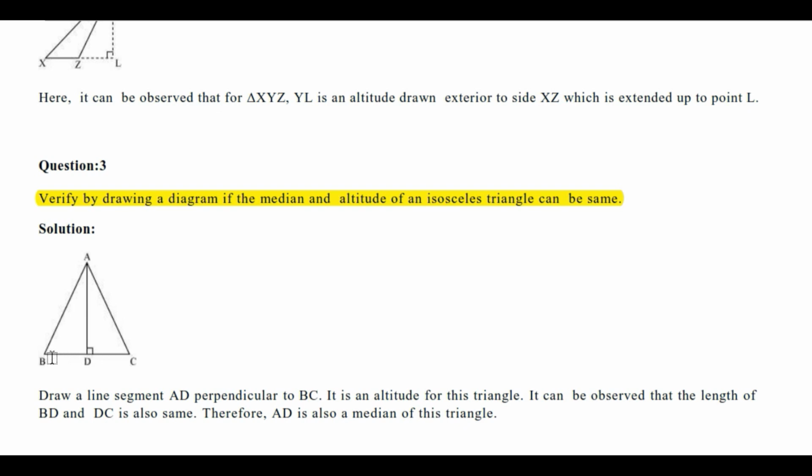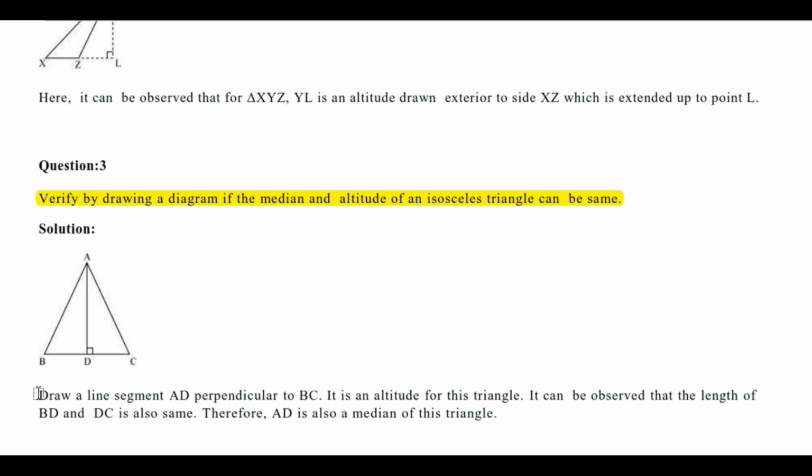Suppose you are drawing BC of 4 centimeter, then half of 4 centimeter is what? 2 centimeter. So mark a point D at 2 centimeter. All this you have to draw with a ruler, which means a scale. After that, draw a line from the vertex, which is also a perpendicular. So here you can verify like this.